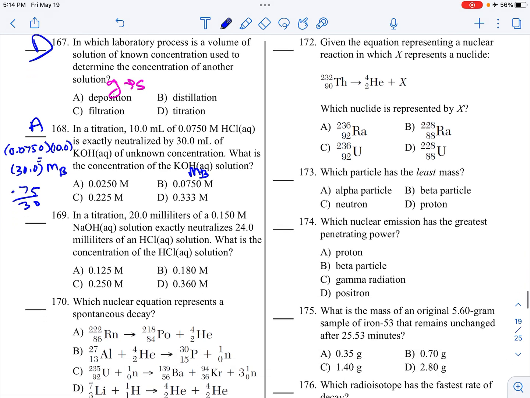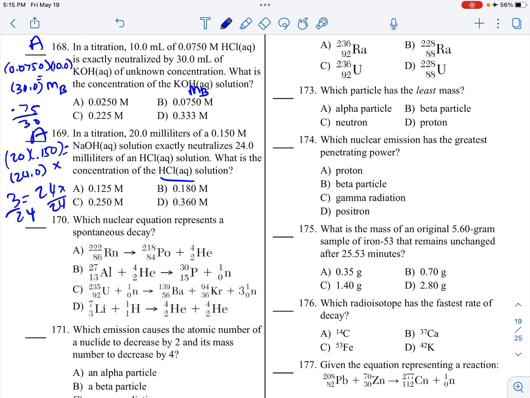Okay, another titration. So we're looking for a molarity of the acid this time. So 20 milliliters of 0.150 is equal to 24 milliliters of, I don't know. So calculator, 20 times 0.150 gives me 3 equals 24x divided by 24. And you get 0.125 molar.